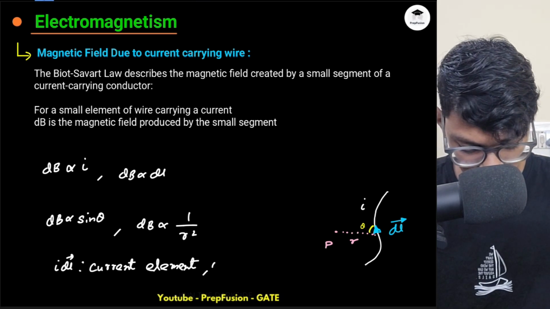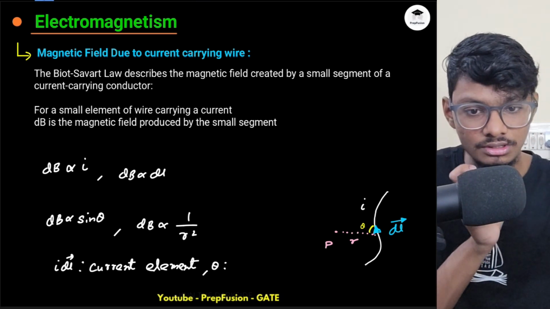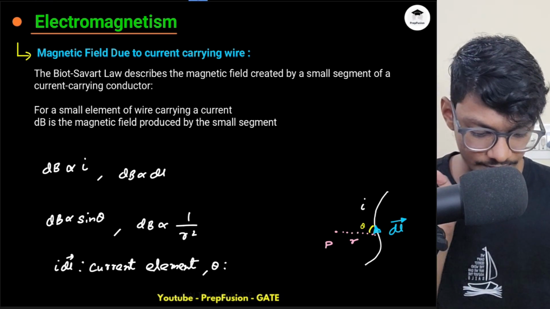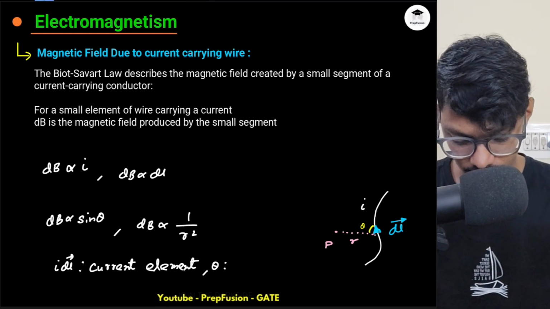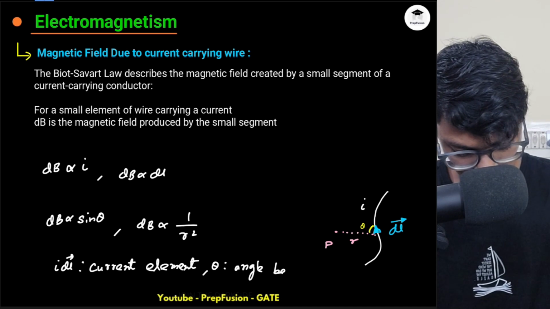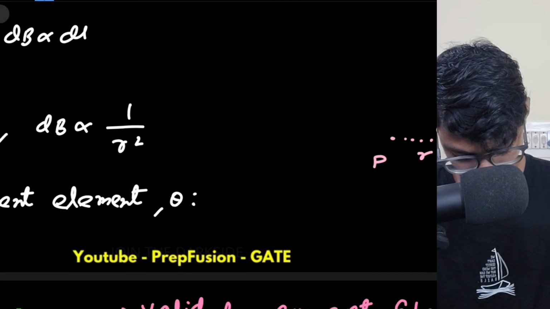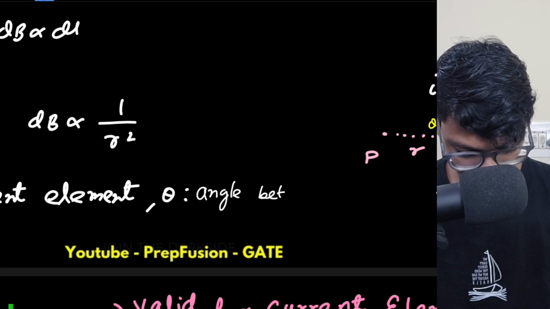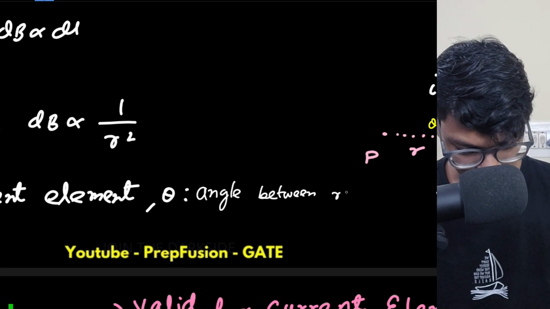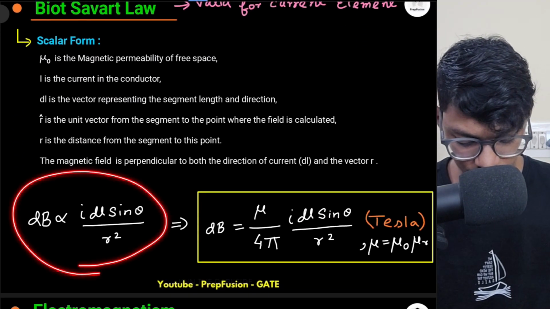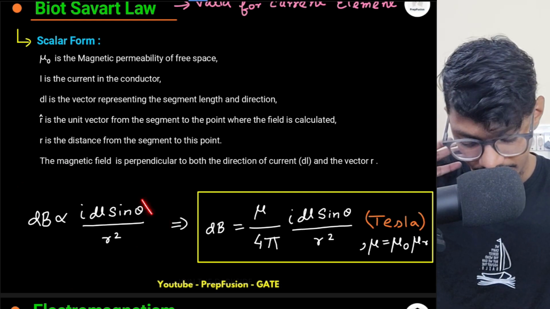And what is theta? Theta is the angle between the r vector coming radially outwards and the dl vector. Angle between r and dl vector. Here, this is the scalar form of Biot-Savart's law, because the magnetic field is related with all of these things together.